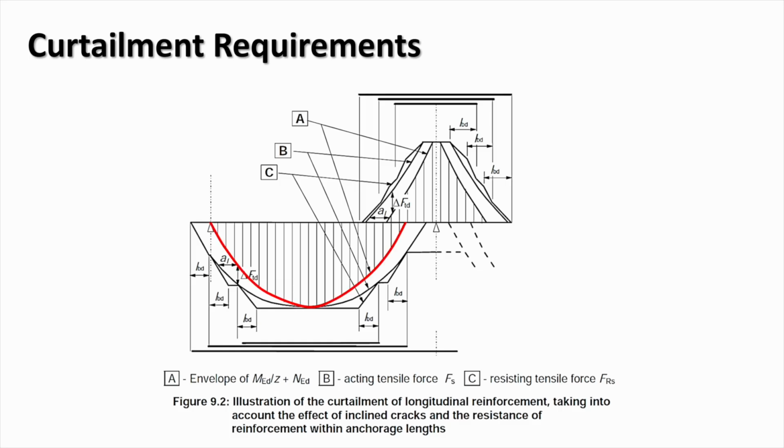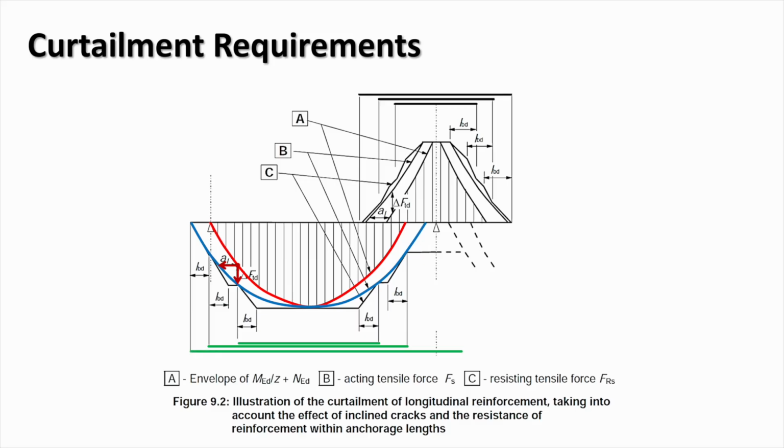This is the curve showing the envelope of tension force developed due to hogging bending moment in the end span. This curve is offset by the additional tensile force. This offset is obtained by moving the points of the curve vertically by delta FTD. Alternatively, this offset can be obtained by moving the points of the curve horizontally by the distance A1. To be able to resist the tension forces, the steel bars of the longitudinal reinforcement should extend by the anchorage length LBD beyond the envelope of tension forces.